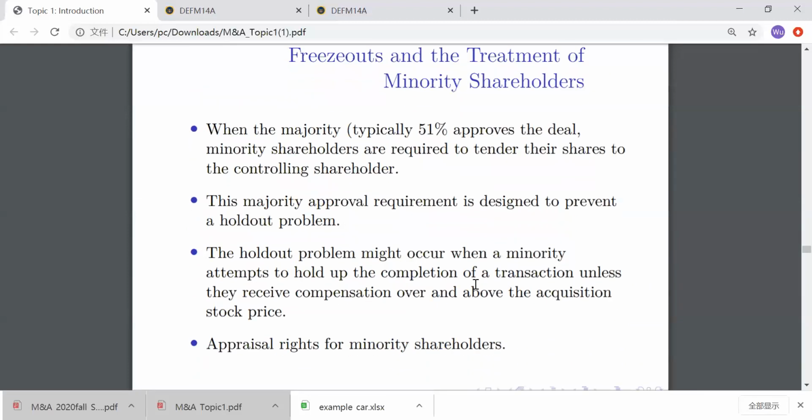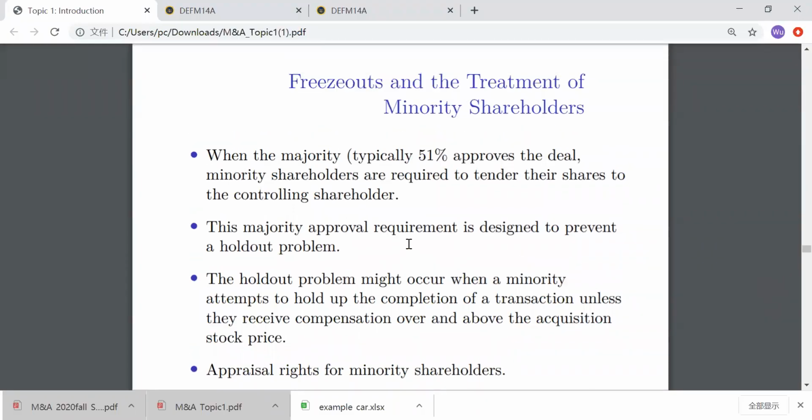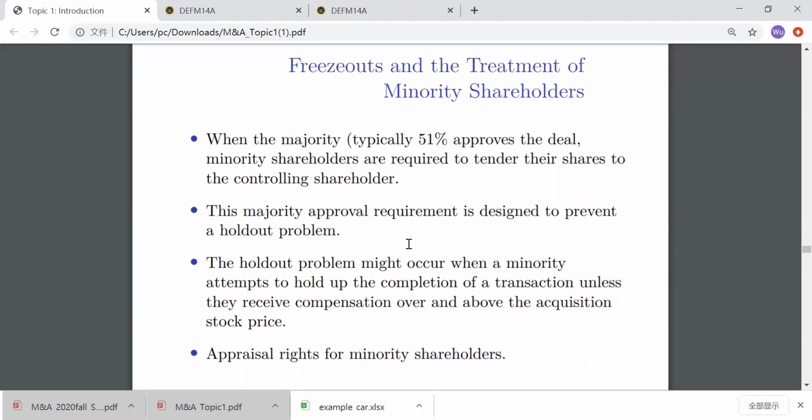So this slide typically explains what is freezing out. What does freeze out mean? This typically means that when a majority, typically 51% or above, approves the deal, minority shareholders are required to sell the shares to the controlling shareholder. And this majority approval requirement is designed to prevent this holdout problem.